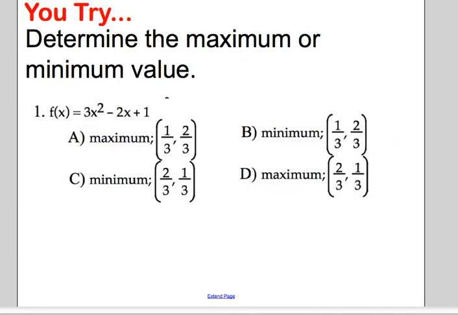All right, I'm going to give you a couple questions to try, and I want you to go ahead and answer these, and then you'll bring your answers tomorrow to class. Here's question number 1 for you. Determine the maximum or minimum of this parabola.